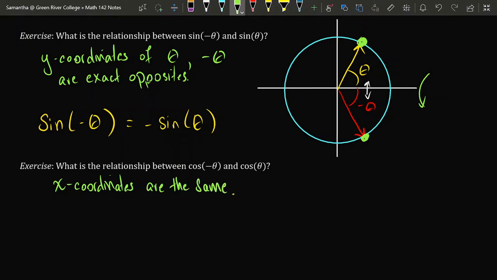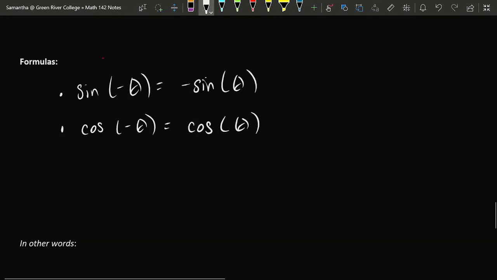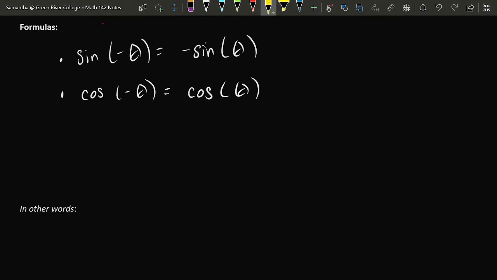Because cosine is what gives us the x-coordinates of these locations. That means that cosine at these 2 angles is exactly the same. If I plug negative theta into cosine, I'll get exactly the same x-coordinate as if I plugged positive theta into cosine. Now, in the language of Pre-Calculus 1, we could say the following.